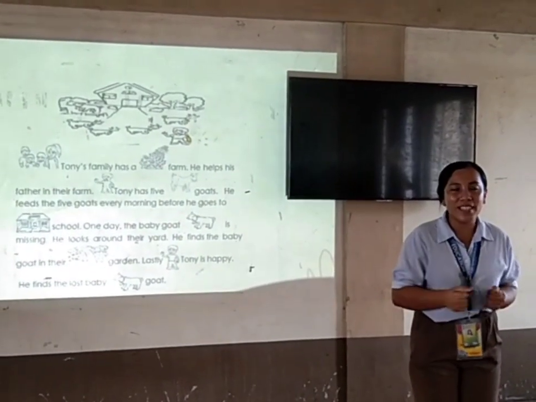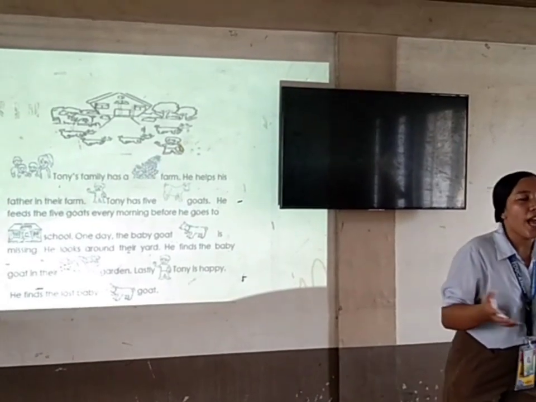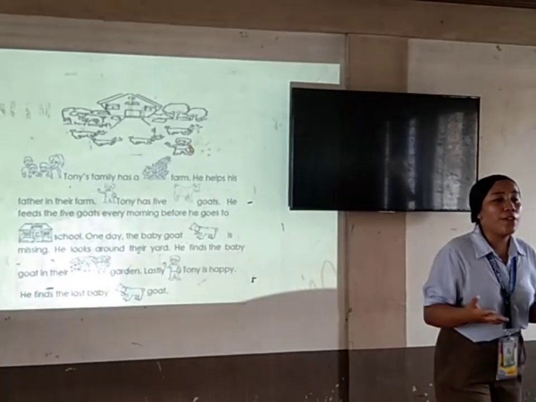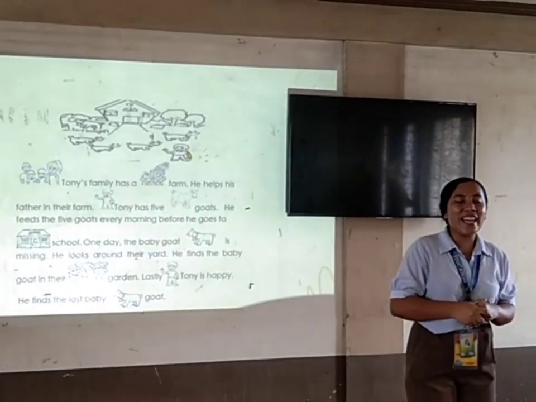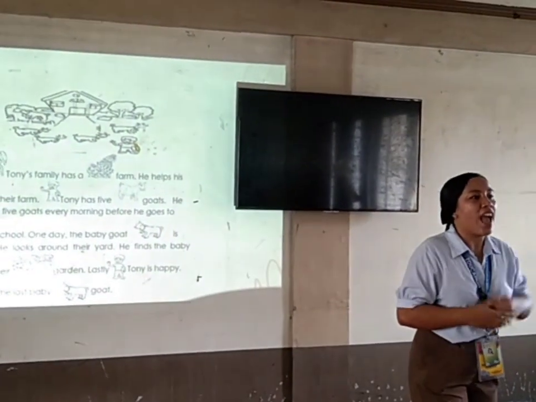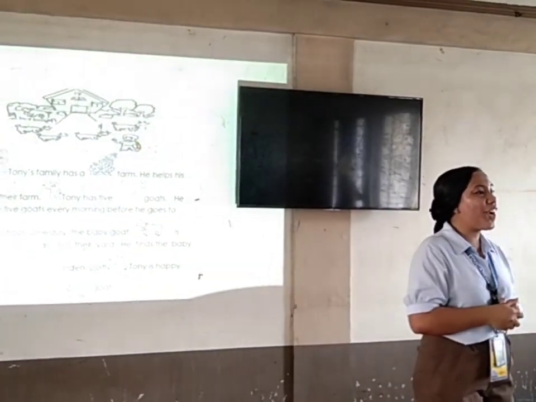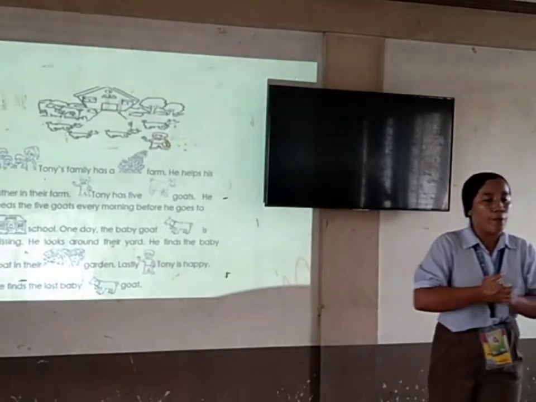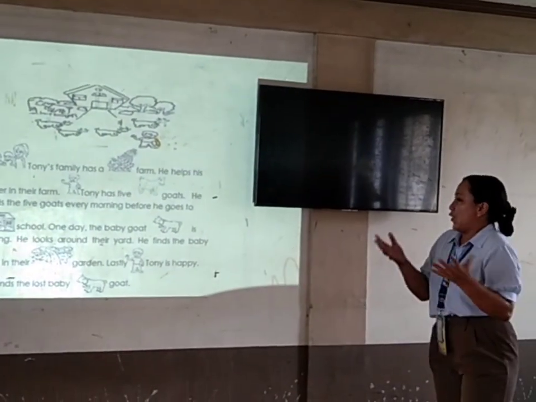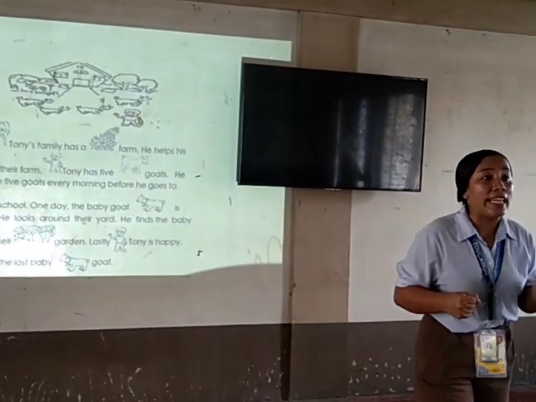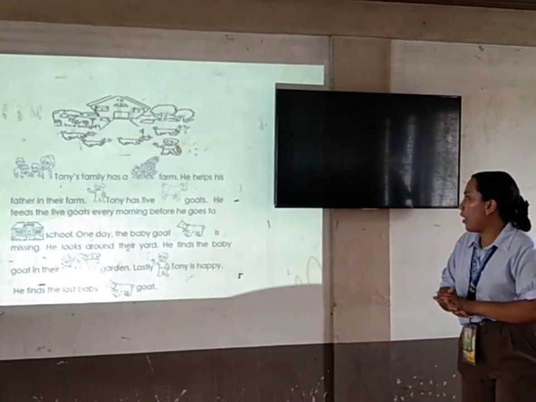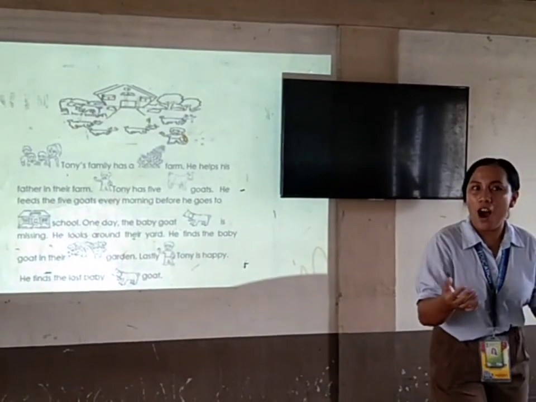So now, class, since we already read the story, I will ask questions. Those who can answer will receive 5 points. Okay. So my question, class, is who is the main character in the story? Yes, I see someone is raising her hand. Carol. Yes, very good. Tony is the main character in the story. So where does Tony live? Okay, Antoinette. Yes, very good. He lives in a farm.